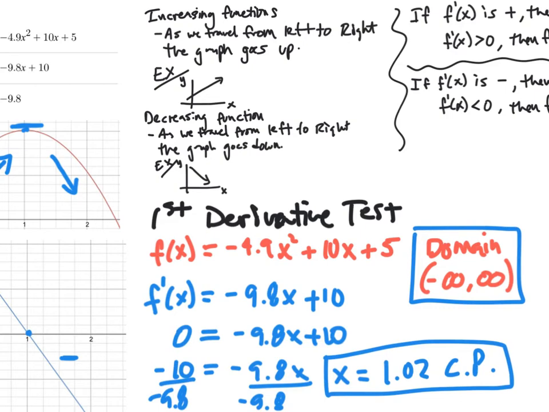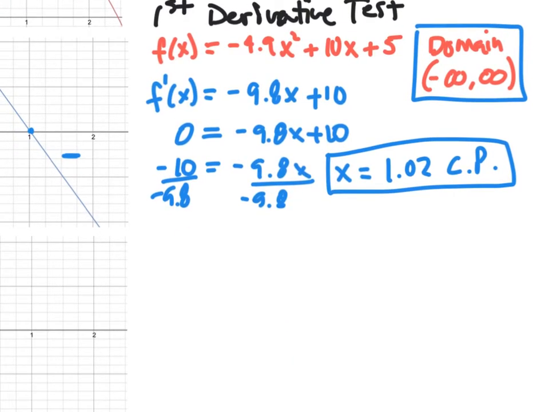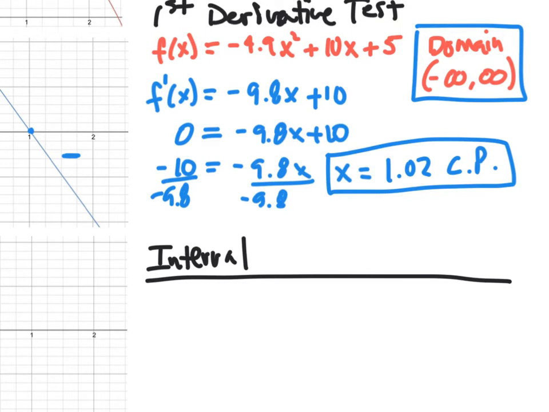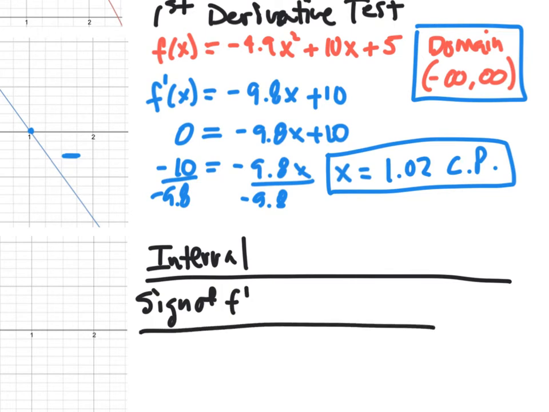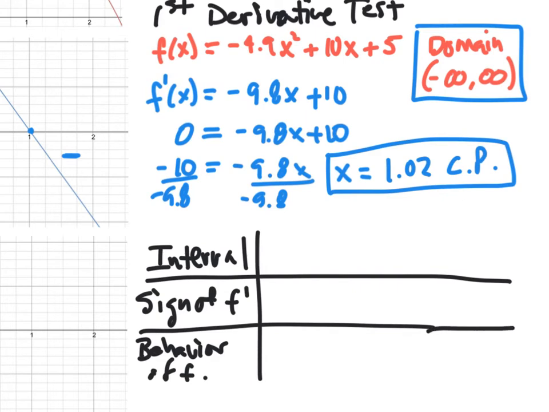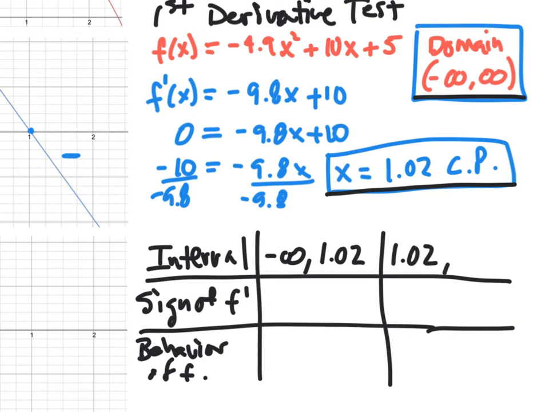And so what I want to do is then make a table of values, okay? In that table, I'm going to make a column and write the word interval, and then I'm going to write the sign of f prime, and then the behavior of f. Okay, and so what I want to do is break up my x values into a bunch of intervals using my domain and using my critical points. The first interval goes from negative infinity to 1.02, and then I'm going to break this into 1.02 to positive infinity, okay?